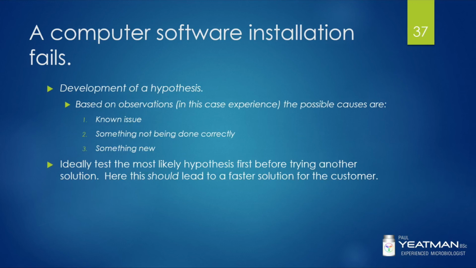So with developing the hypothesis, based on observations, we've got our 3 possible causes. Something that's known, something that hasn't been done correctly, and something new. Ideally, if you were troubleshooting this sort of situation, you would test the most likely hypothesis first before trying another solution, which should lead to a faster solution for the customer.